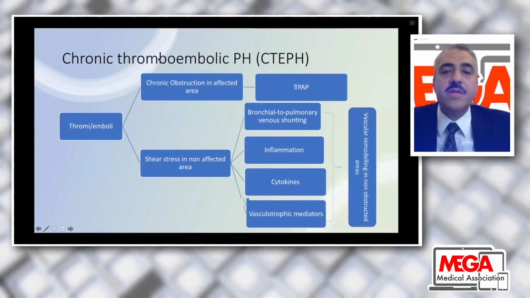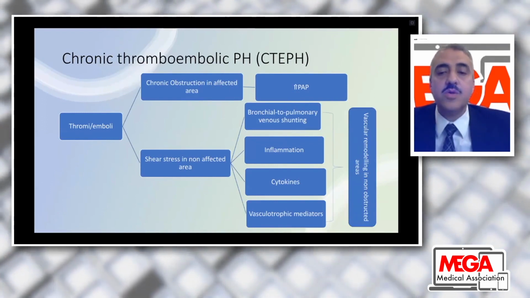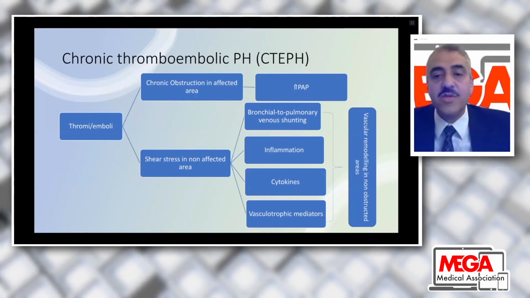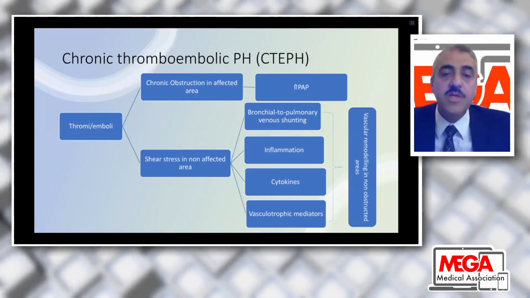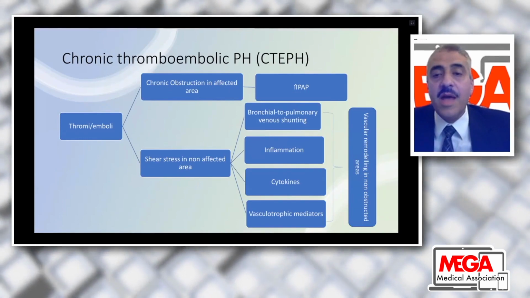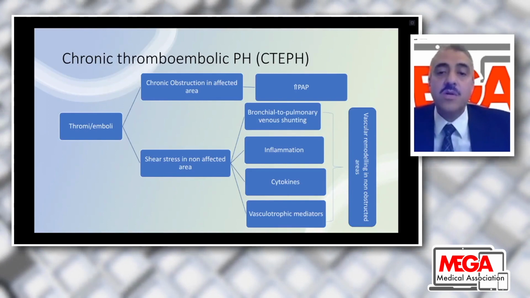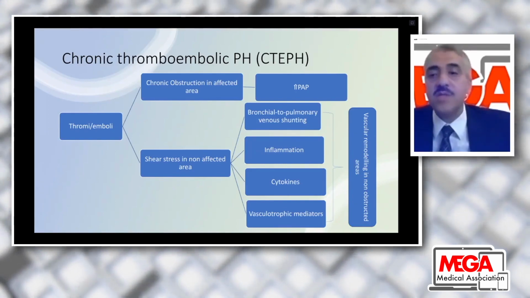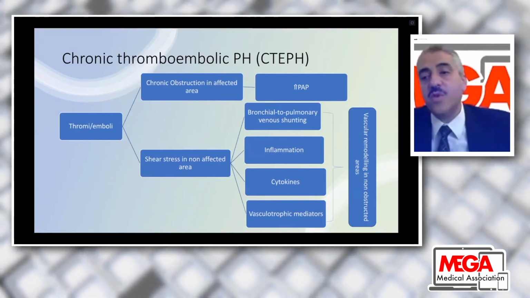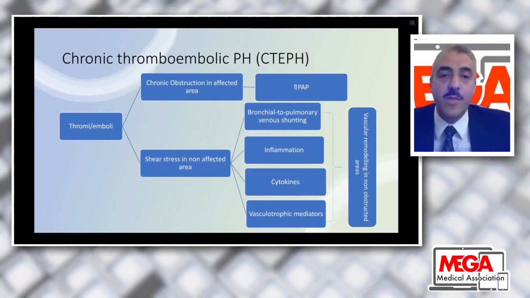However, the non-affected arterioles are also sharing in the vascular remodeling. This is coming from the shear stress in the non-affected area, starting bronchial to pulmonary venous shunting, starting the inflammatory process and release of cytokines, and this is responsible for the vascular remodeling in the non-obstructed areas away from the areas of the pulmonary embolism.